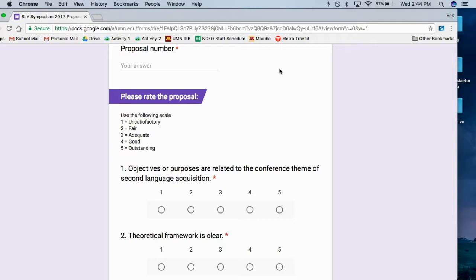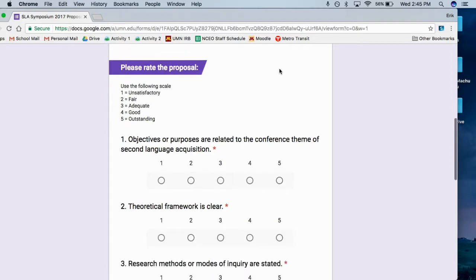Okay, so the first question. Objectives or purposes are related to the conference theme of second language acquisition. So in this case, it's pretty obvious right from the start that this is about L2, second language learning. It's a case study of an immersion student. So it's clearly related to the conference theme of second language acquisition. I'm going to click on that button and give it a 5.